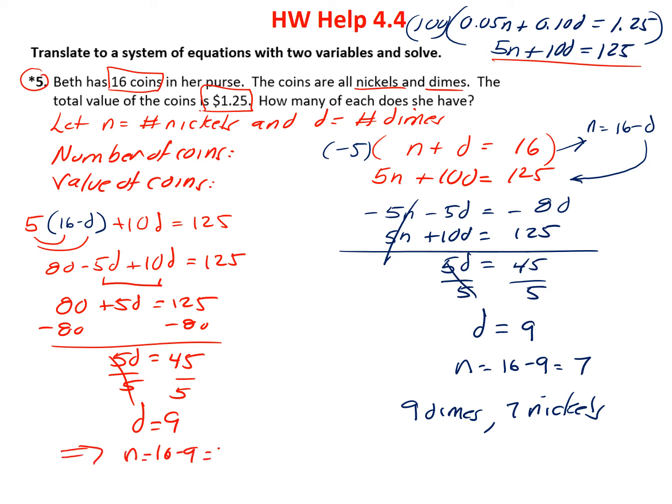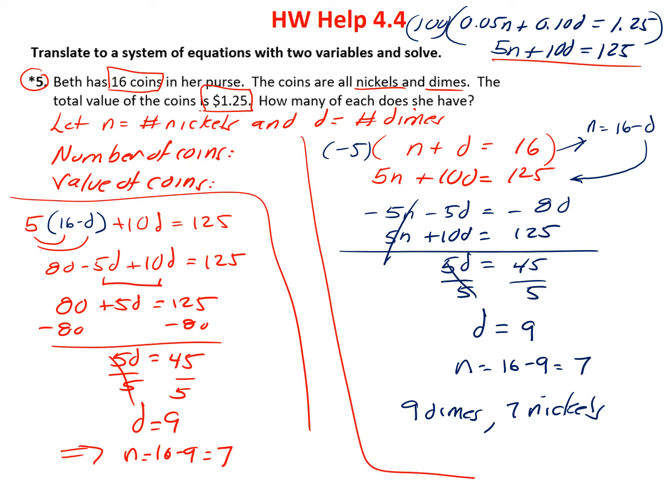which then implies that nickels is 16 minus 9, or 7. So just noticing that whether you use substitution as we did here, or elimination as we did here, you're still going to get the same answer. And you just decide which you think is easier to do.